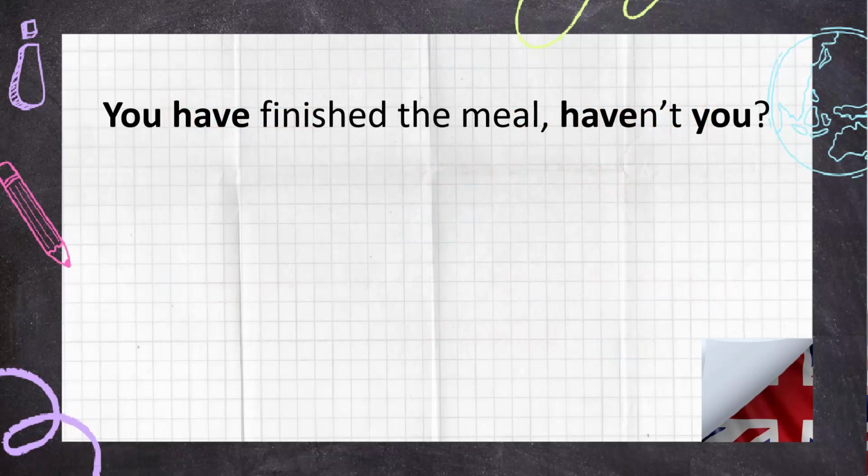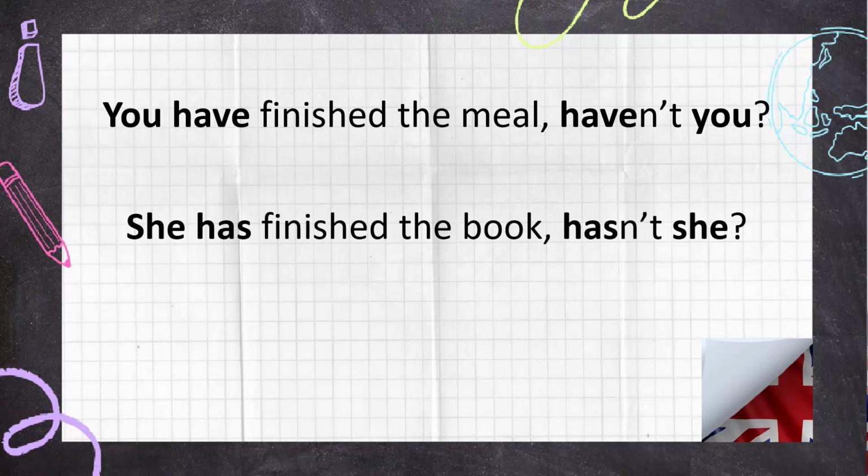Other examples. You have finished the meal, haven't you? So we have the statement with the auxiliary verb and the subject, you have. In the question tag, we must use the same subject and the same auxiliary verb. You have, haven't you? She has finished the book, hasn't she? So she has, hasn't she?